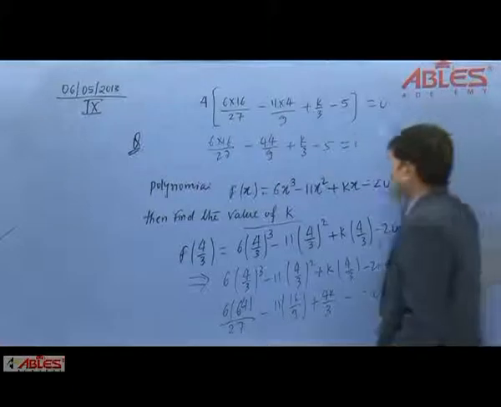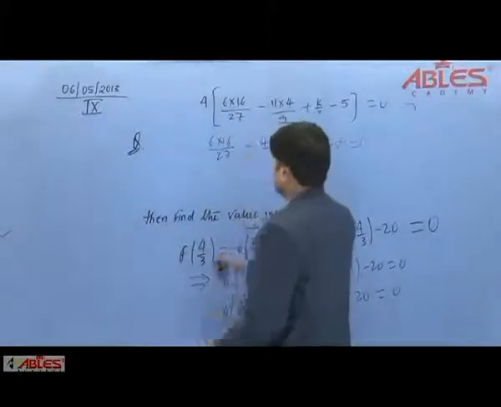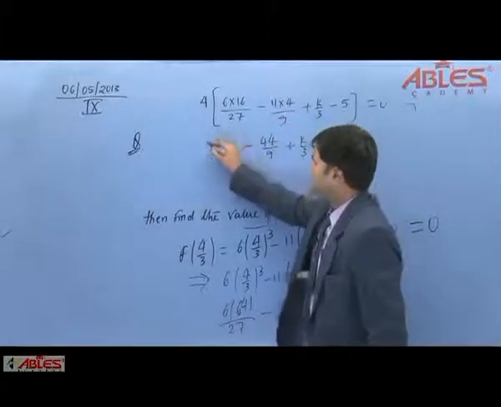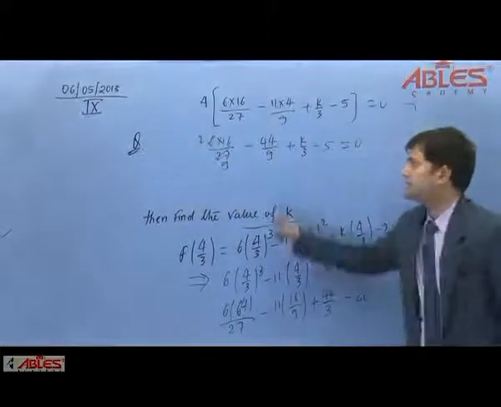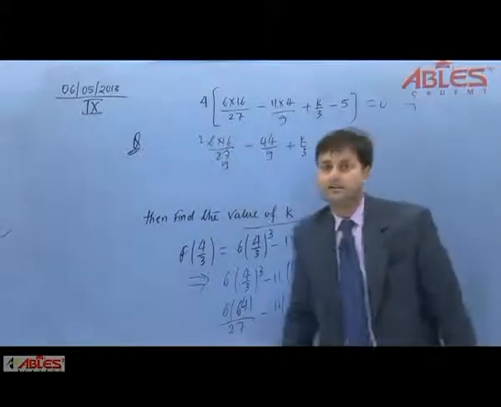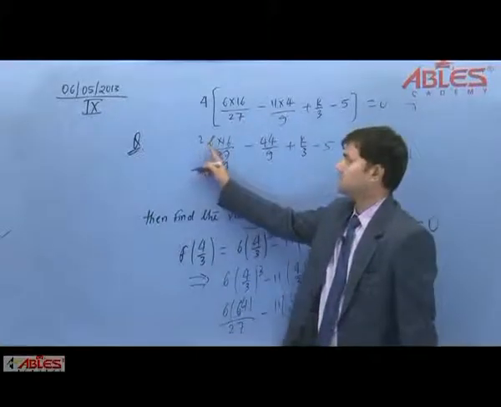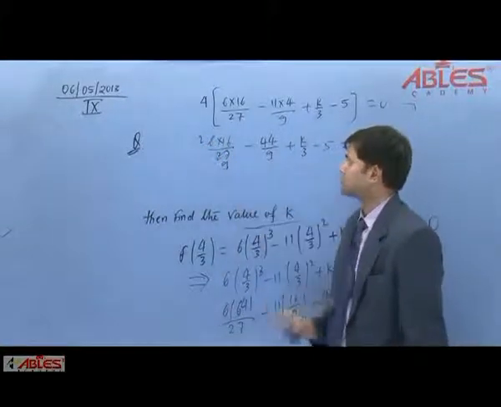Okay students, now further you can simplify this. This is 2 and this is 9. If you cancel these 2 terms with 3, then you can see that this is 2 times 6 and 9 times 27.